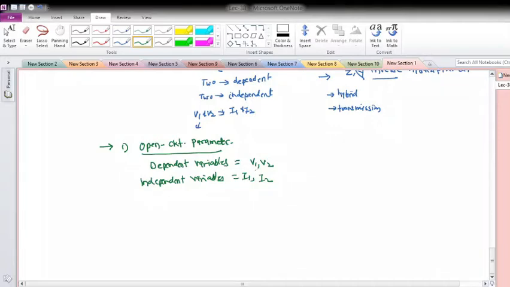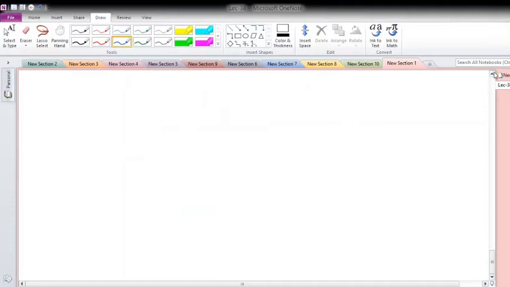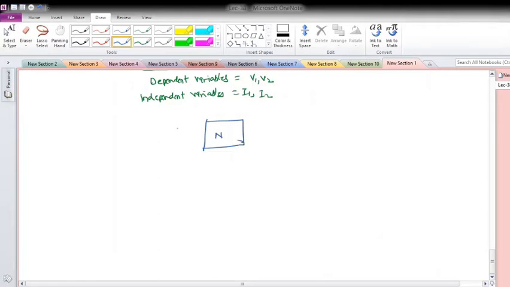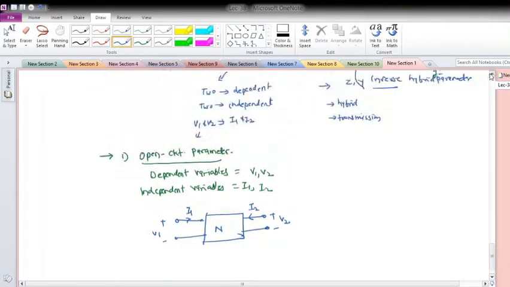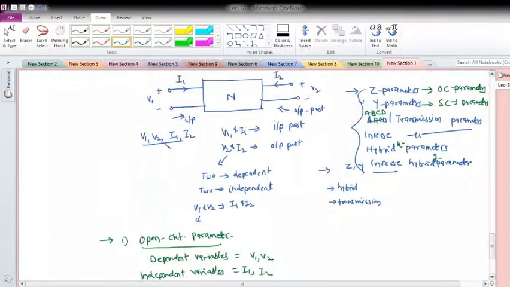So let us write it again. Suppose I have the network N, this is V1, this is I1, and this output port is V2, and this is I2. These are my conventions now. Which convention have we used here? Yeah, the same.